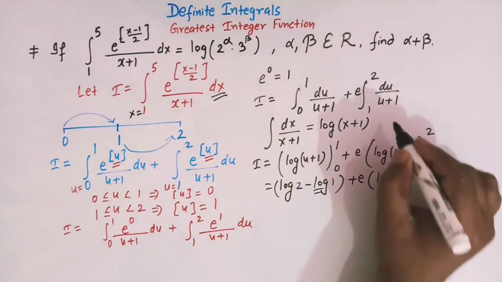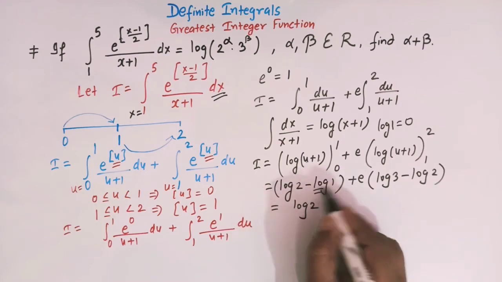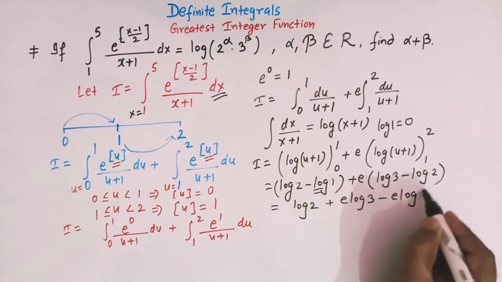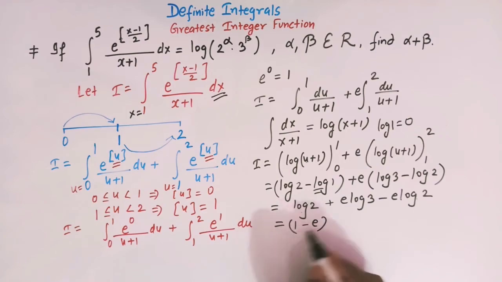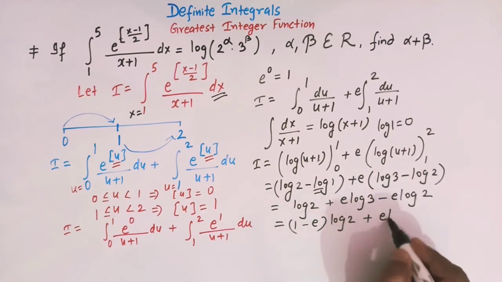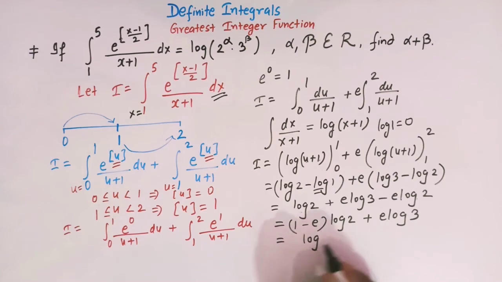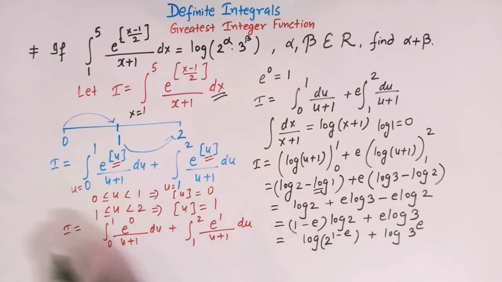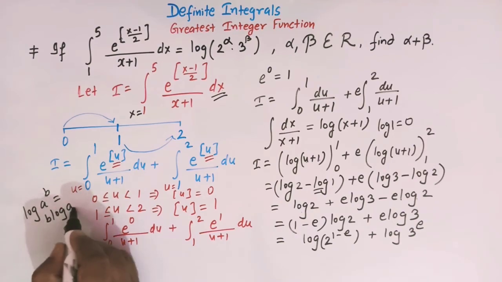And log of 1 is 0, so we can ignore it. So we have log of 2, this is 0, and here we have e log 3 minus e log 2, right? And we can take these two terms, so we have 1 minus e log 2 plus e log 3, right? And this expression can also be written as log of 2 raised to 1 minus e, and here we have log of 3 raised to e, right? So here we have used this property, that is log of a raised to b is b log a, right?